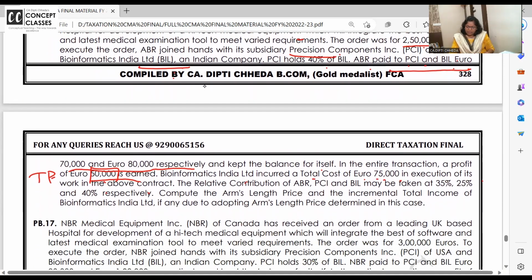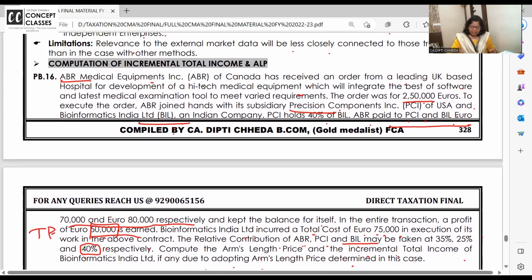Now relative contribution of ABR, PCIL and BIL, हमारे लिए कौन important है, बायोइन्फॉर्मेटिक्स इंडिया लिमिटेड. तो हमारा शेयर कितना है, 40%. Compute the arm's length price and the incremental total income of BIL if any due to arm's length price. मतलब देखो कैसे इसको करेंगे. पहले तो read the data and tell me is it clear or not.